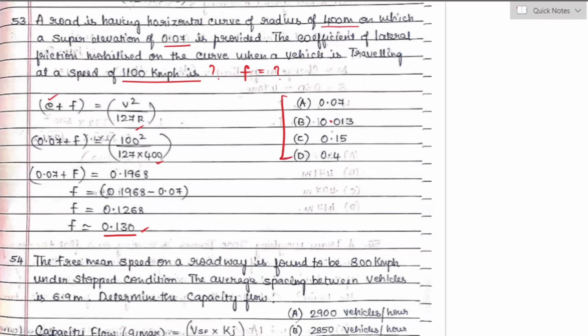So in the following options, you can observe that the coefficient of lateral friction in option B must be 0.13. So there was a printing mistake and it was expected to give grace marks for this question.